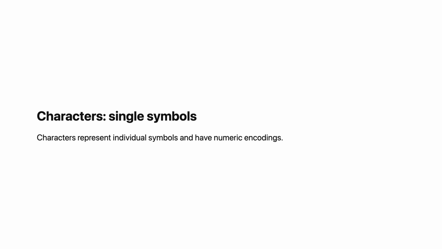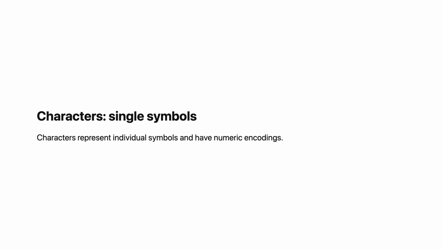How are characters stored? Each character maps to a number according to an encoding. In ASCII, A is 65, a is 97, zero is 48. The encoding defines the mapping. Modern systems often use Unicode, which can represent characters from almost all writing systems. Letters, symbols, emoji, all have Unicode code points.